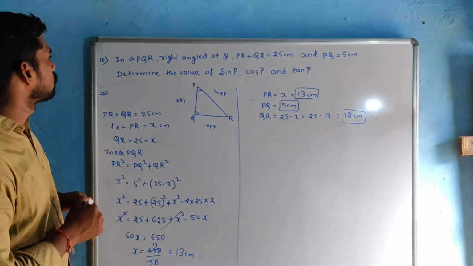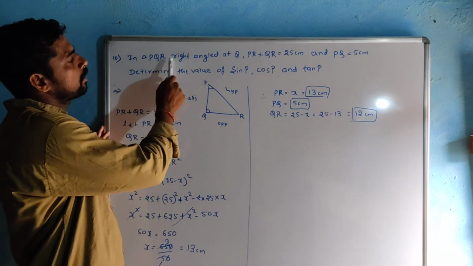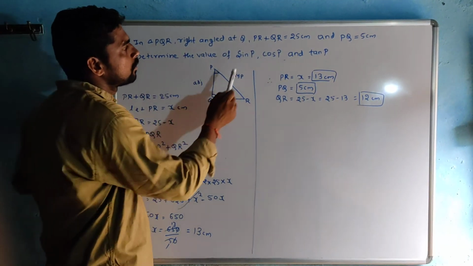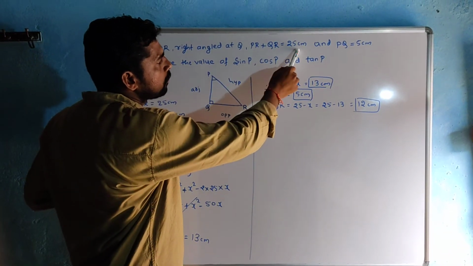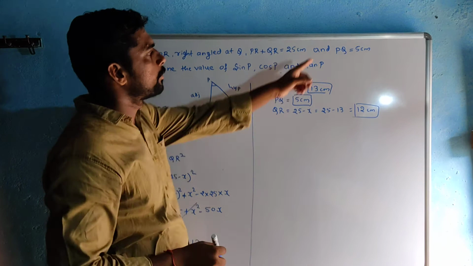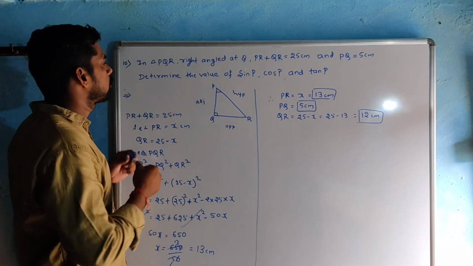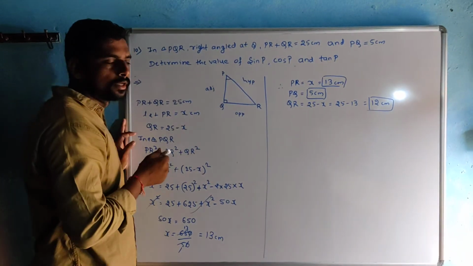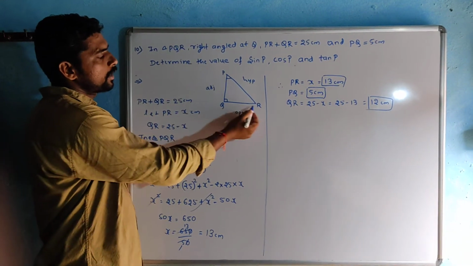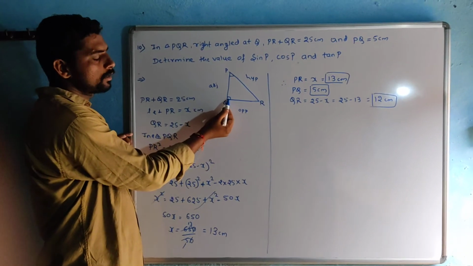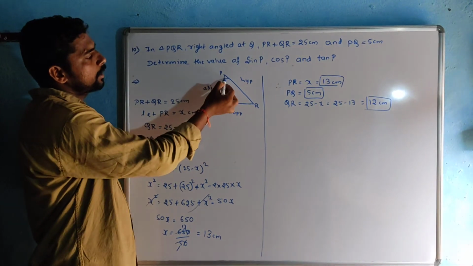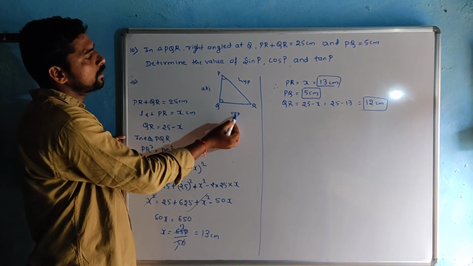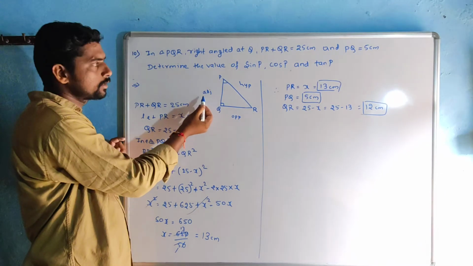Here, 10th one. In a triangle PQR, right angle at Q, PR plus QR is equal to 25 centimeter and PQ is equal to 5 centimeter. Determine the value of sin P, cos P and tan P. See here, PQR is a right angle at Q. I mark angle P. Therefore this is the opposite side, this is the hypotenuse, this is the adjacent side.